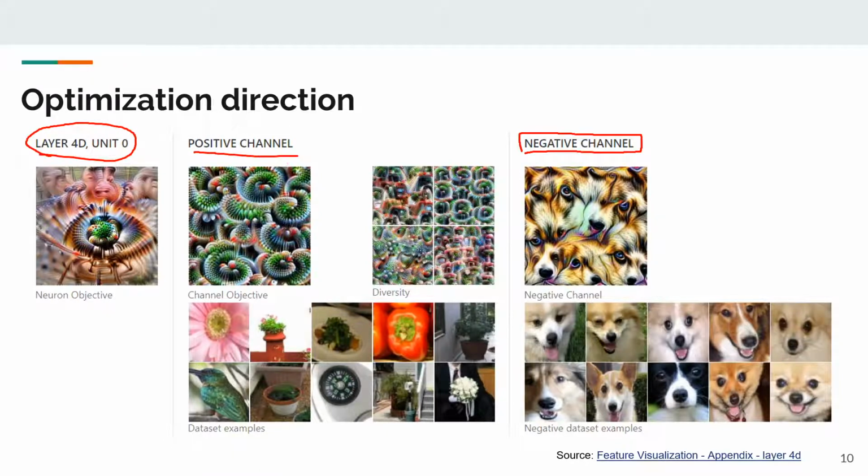The positive channel produces this visualization, and it is greatly activated with these dataset examples. It seems that it recognizes flowers and bird feathers. On the other hand, the negative channel recognizes dog faces.